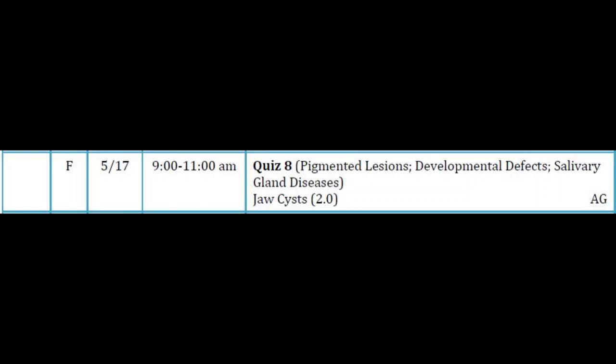The key features to remember is it's always interradicular, so that means it's between the roots of the teeth, okay? And the teeth adjacent to this lesion are usually vital. This usually presents as a unilocular radiolucency. Okay, so that's your features with lateral periodontal cyst.